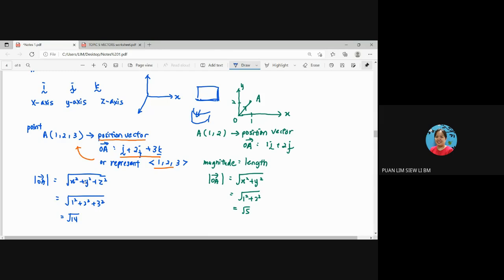So when you have the length, you know this point is floating out from your computer in front of your eyes. Its length from the origin to in front of your eyes is square root 14, which is 3 point something, about 3.74 something cm from your computer. This is just 2 dimensions.